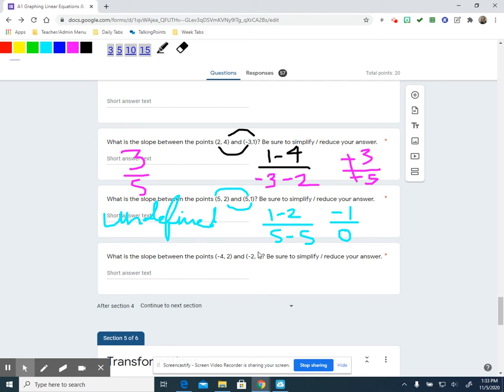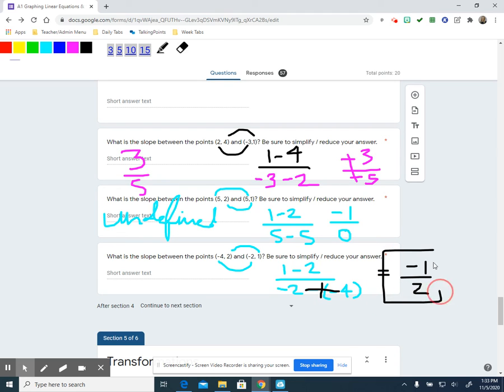For this one, we have to do y minus y and x minus x. 1 minus 2 over -2 minus a -4. We have to do our change in y on the top and our change in x on the bottom. 1 minus 2 is a -1. -2 minus a -4 becomes adding. Okay, so we get -1/2.